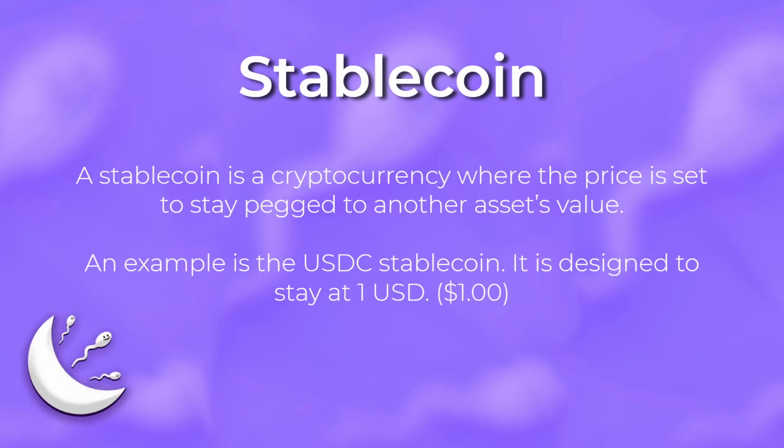A stablecoin is a cryptocurrency that's pegged to another asset's price. So for example, USDC, that's Coinbase's stablecoin, it is designed to stay at $1. And this price will never go up, it'll never go down. It's designed to stay at $1.